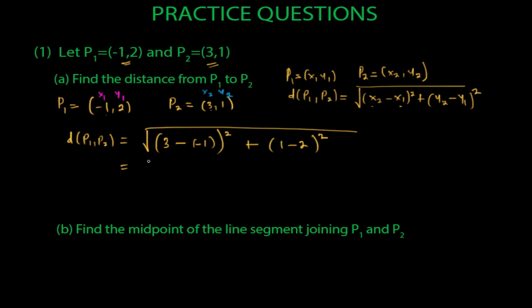So this is going to give us the root of 3 minus 1, that is 4 squared, plus 1 minus 2, which is -1 squared. And this is the same thing as 16 plus 1, which is the root of 17.